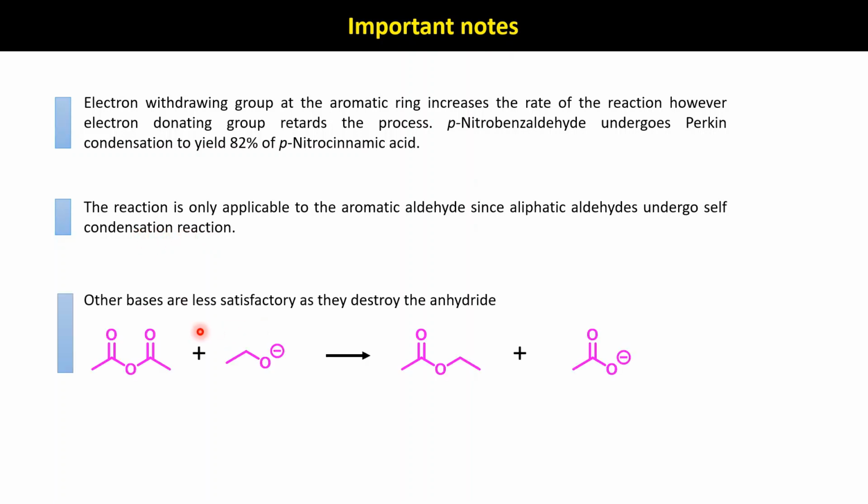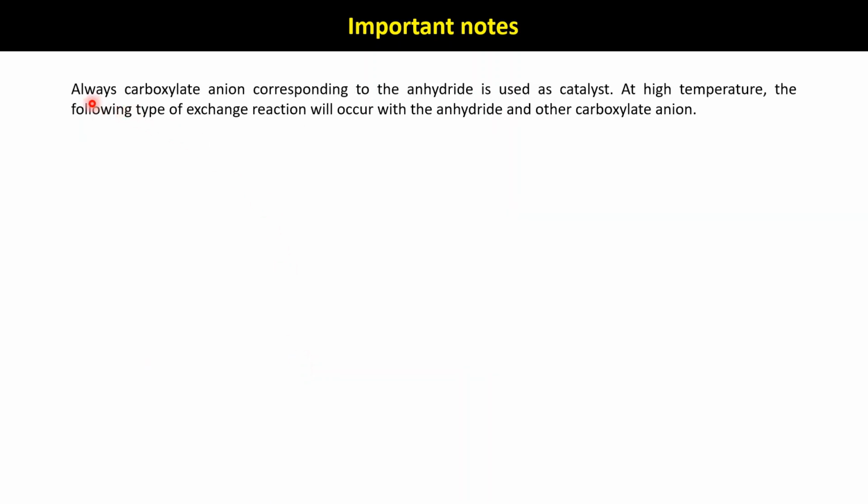The third point is that we are using a base in the Perkin condensation. Here, other bases are less satisfactory as they destroy the anhydride. For example, if we are using acetic anhydride and at the same time we use ethoxide, then this ethoxide will react with acetic anhydride to produce ethyl acetate. That means the anhydride is now destroyed, so the reaction will get hampered. So the question is, what type of base should we use in Perkin condensation? We should always use the carboxylate anion corresponding to the anhydride.